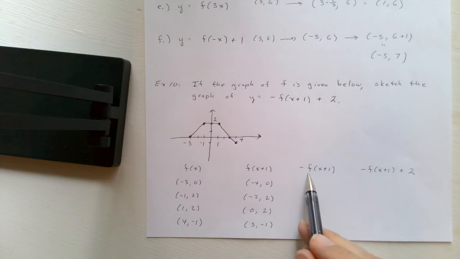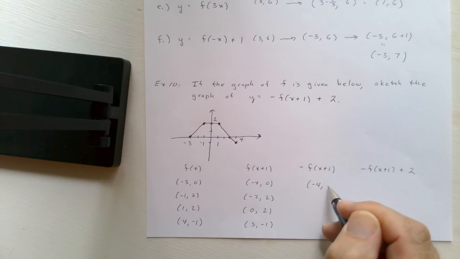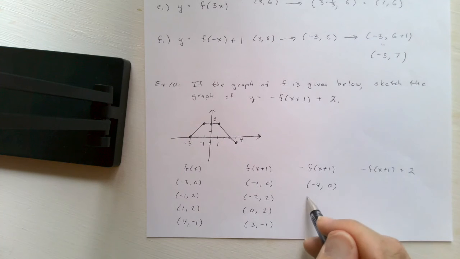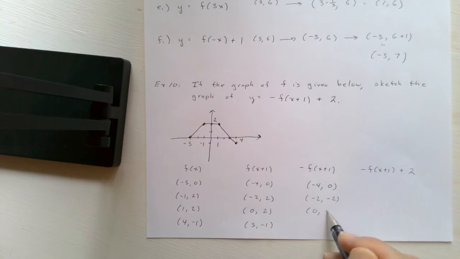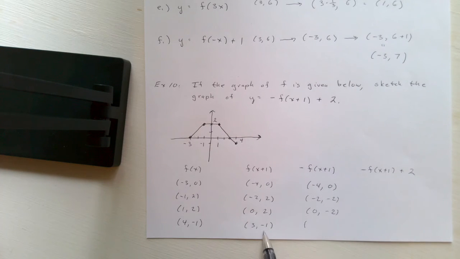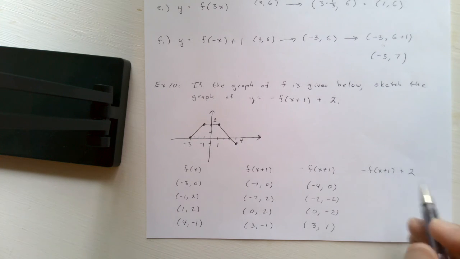Okay. Now here, the minus is on the outside, so we're just going to change the sign of the y-coordinates. So we have negative 4, well, minus 0 is just 0. Then we have this 2 becomes minus 2. This 2 becomes minus 2. And this negative 1 becomes positive 1.